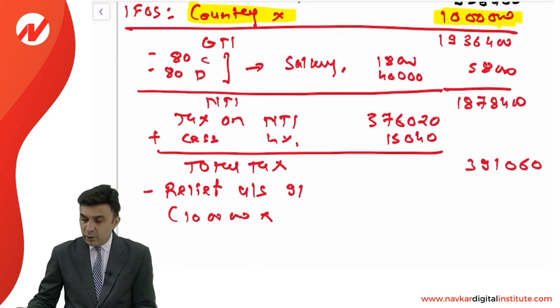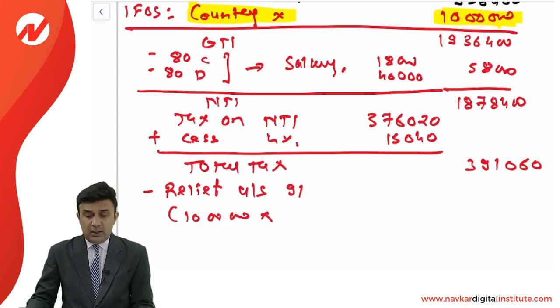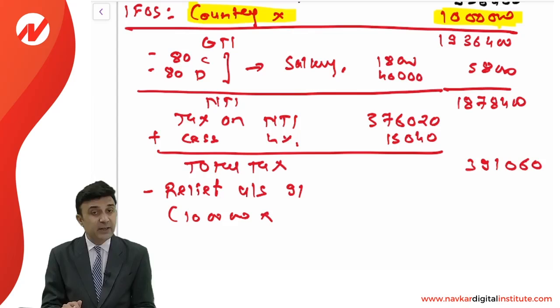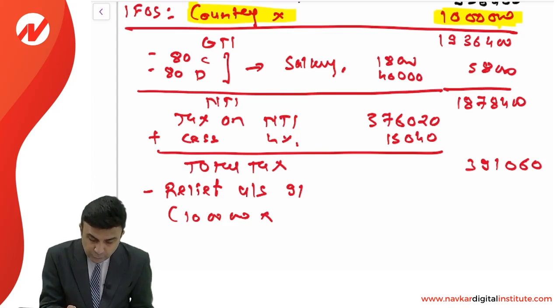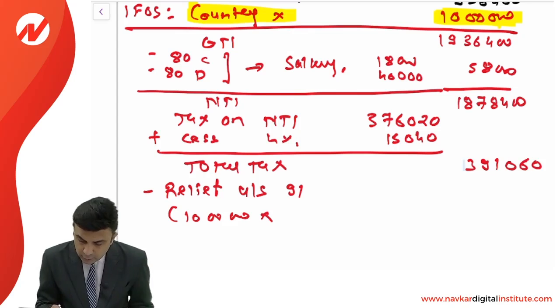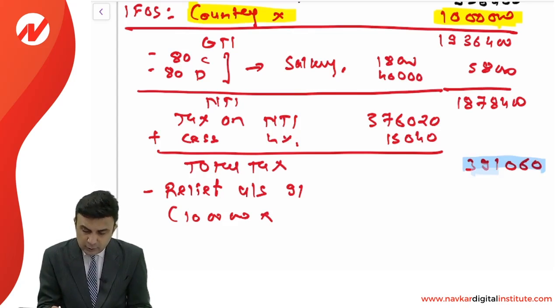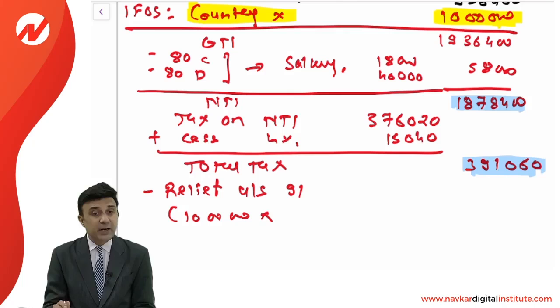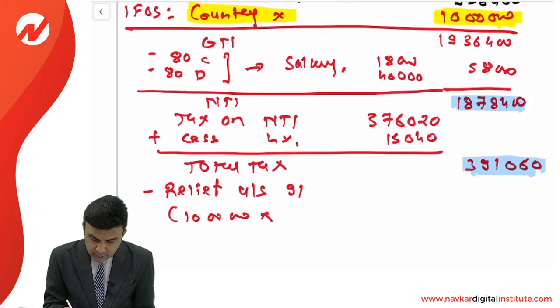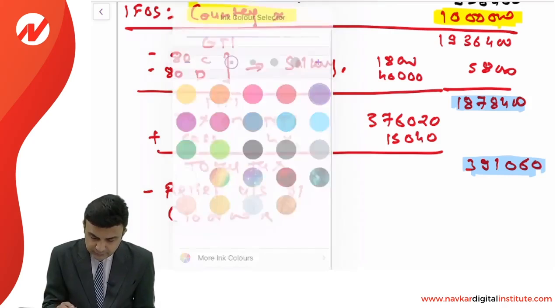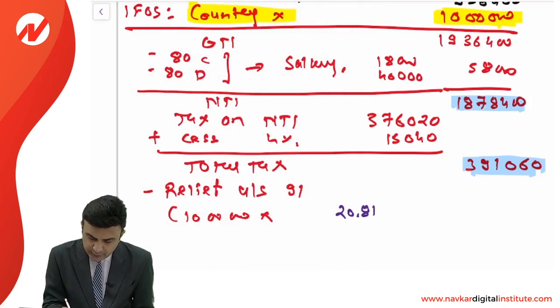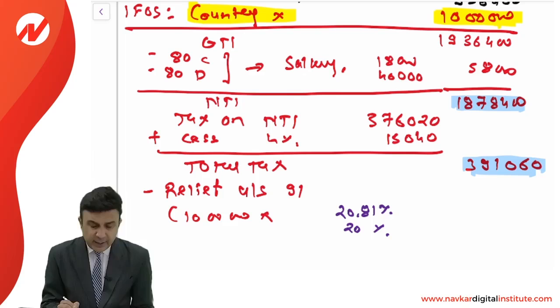multiplied by your Indian tax rate, which is approximately 20.81%. The question arises, how come it is 20.81%? If you find out 391,060 divided by 1878,400, then it comes to, friends, 20.8182%, or the foreign tax rate is 20%.